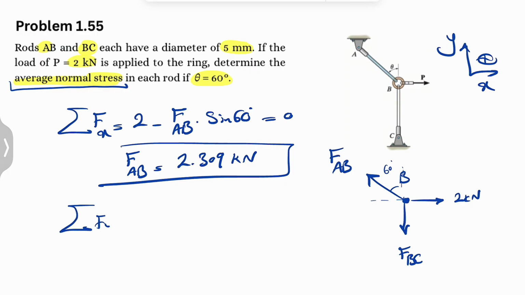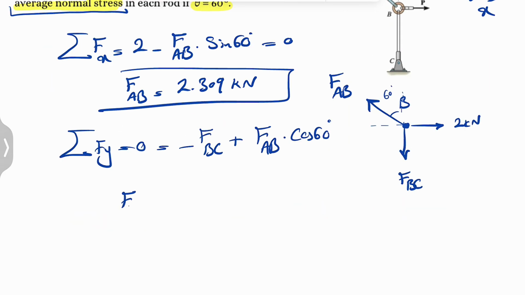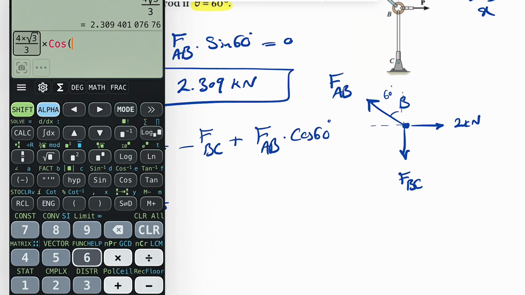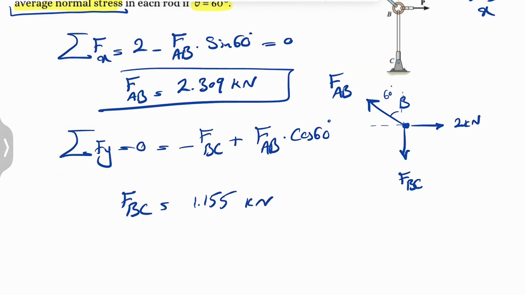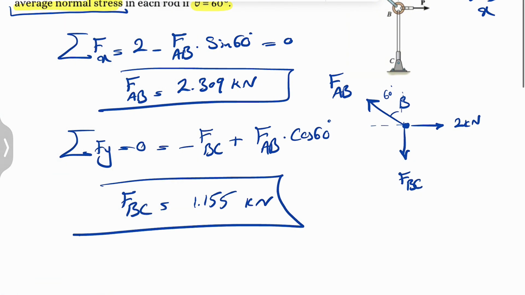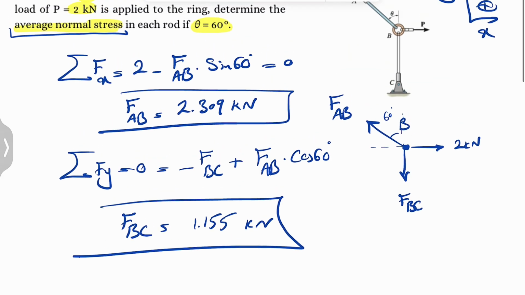And let's do the sum of all forces in y equals 0. That's going to be negative FBC, and we have the y component of FAB, so FAB times, this time, cosine of 60 degrees. FBC would be basically 2.309 times cosine of 60, which is going to be 1.155 kilonewtons. All right, so now that we have the force in each, we can find the average normal stress.